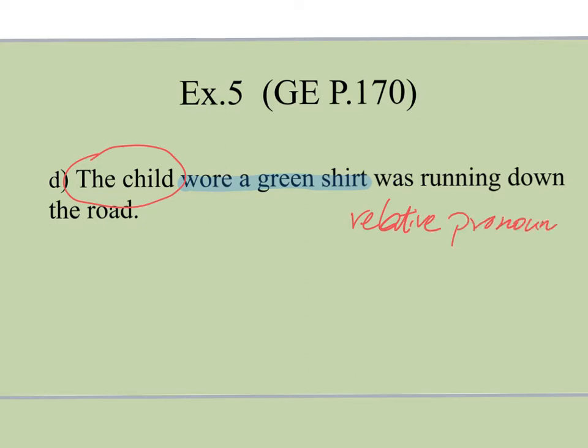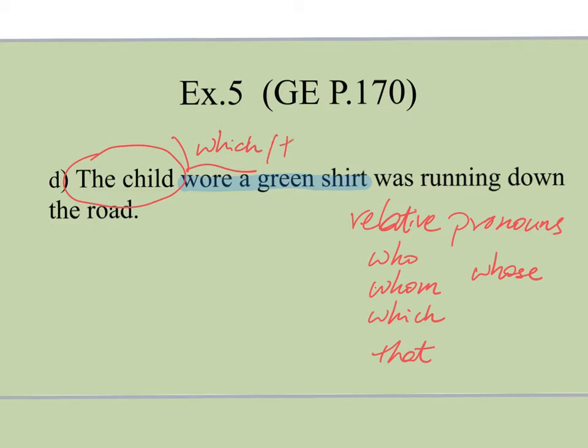Relative pronouns. We've got who, whom, which. Also, we've got whose or that. Well, the answer here is both, which or that are correct. Also, to emphasize the past continuous tense was running, you better change the word wore to was wearing.